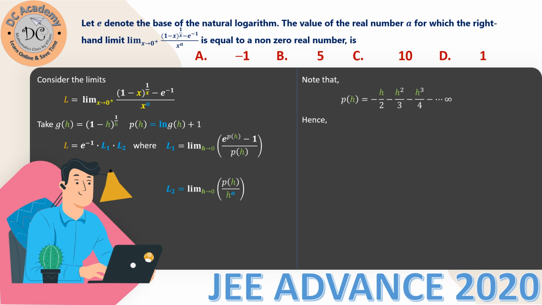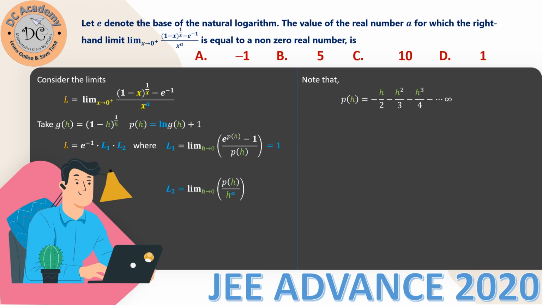It is obvious that h tends to 0, pH tends to 0. So therefore we can write L1 is equal to limit pH tends to 0 of (e to the power pH minus 1) divided by pH, which is the standard limit. So therefore this value is equal to 1. So L1 is obtained. Now our job is to obtain the L2. So now let's go ahead and find out the value of L2.